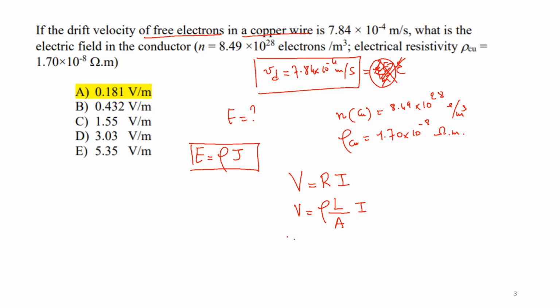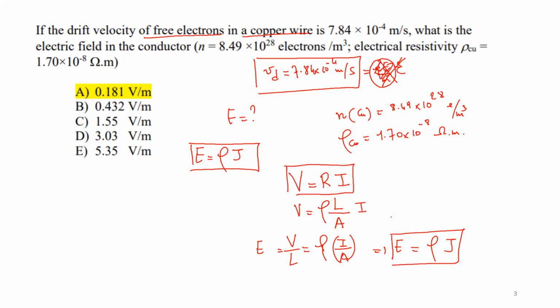Let me divide by L. So V divided by L. By the way, V divided by L, the voltage across divided by the length of the wire, is just the electric field inside the conductor, inside the wire. So this is rho multiplied by current divided by cross-sectional area. Current divided by cross-sectional area is just my current density. So you see that E is just rho multiplied by current density. This is another version of Ohm's law that you are very familiar with: electric field is resistivity multiplied by current density.